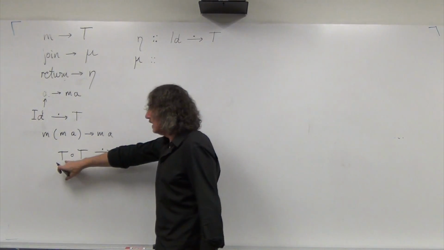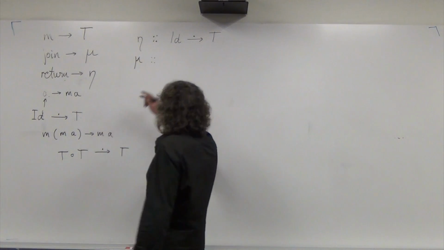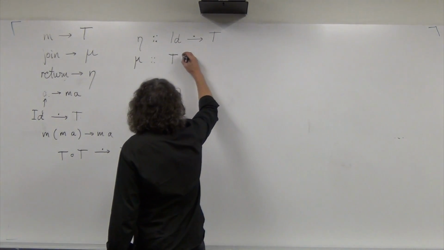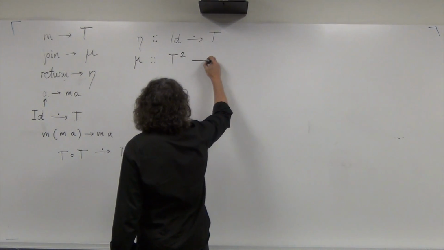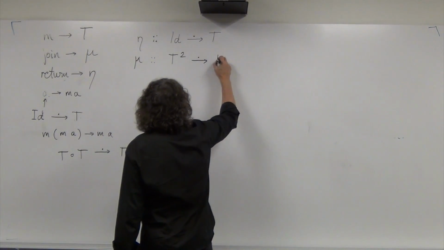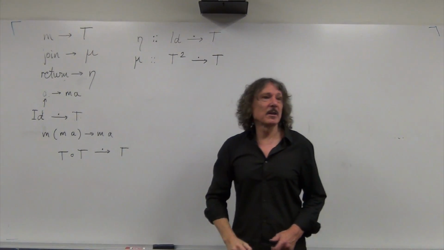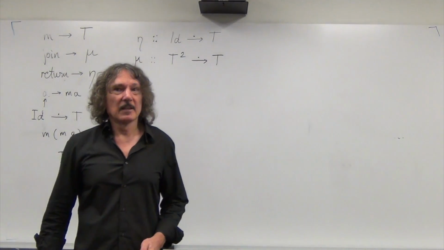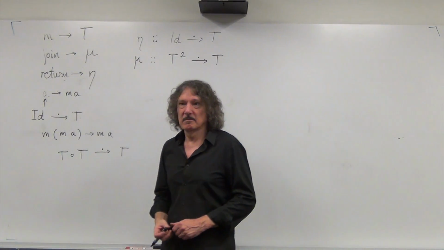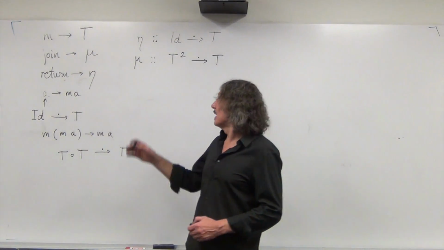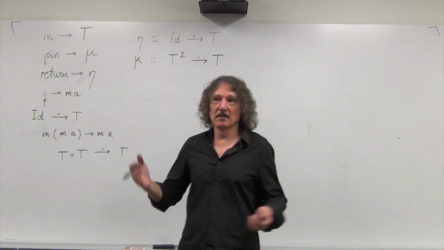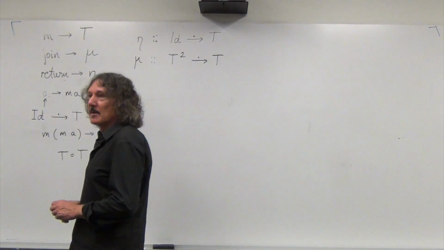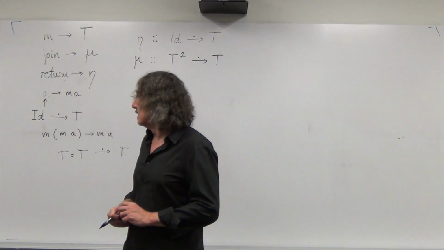But in category theory, we have to say it. So T composed with T is usually written simply as T square. Okay? T square means just a composition of T with itself. That's shorthand notation. We sometimes write it T square, sometimes write T circle T. Sometimes people just write it TT.